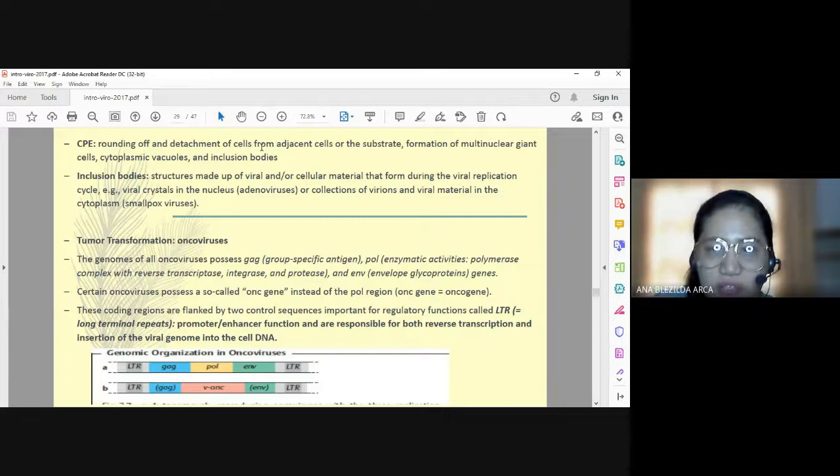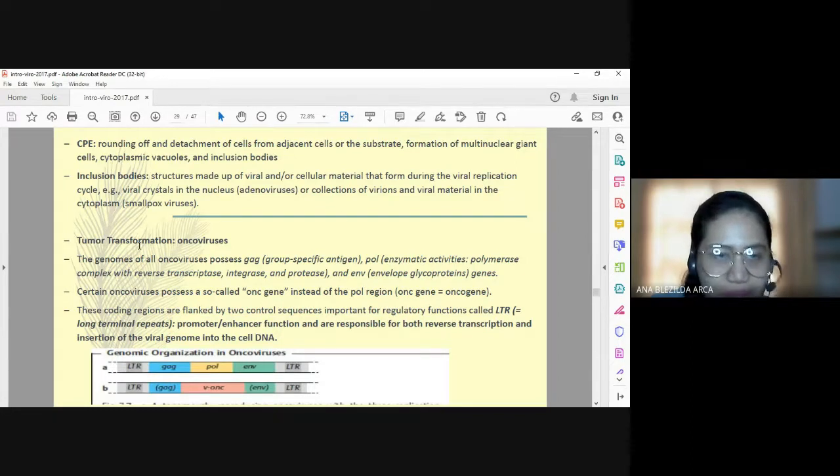Yung virus class, sobrang liit niya. Ang tawag na lang sa kanya ay inclusion body. Mukha siyang mga crystals, but those are actually the viruses. So, these viral crystals in the nucleus are actually the adenovirus or other viruses, such as the smallpox virus.